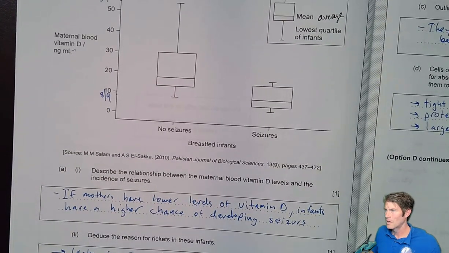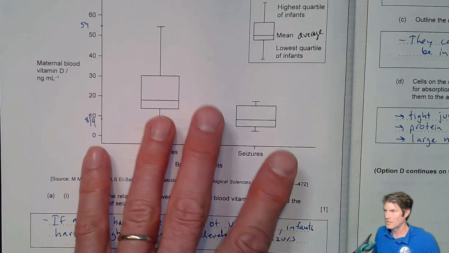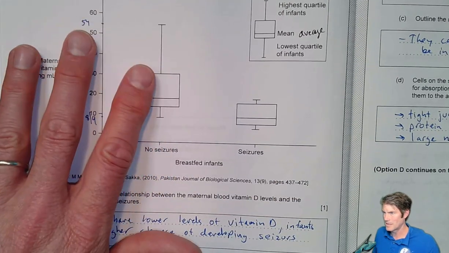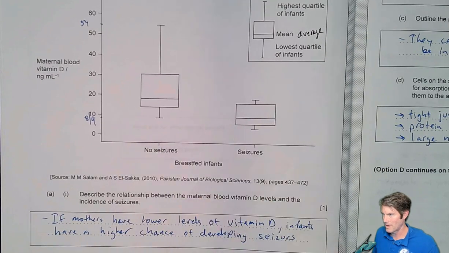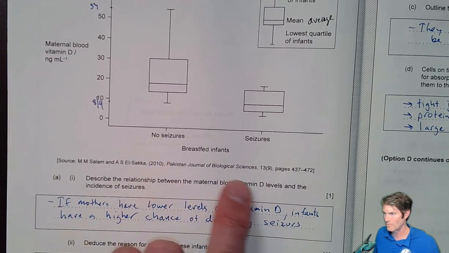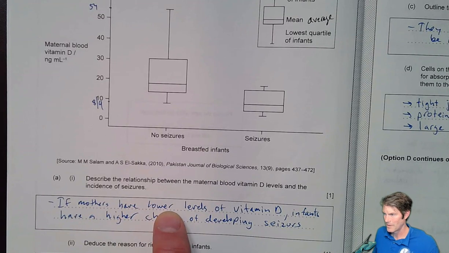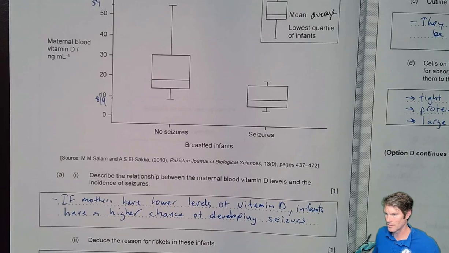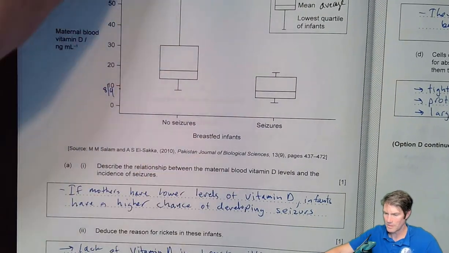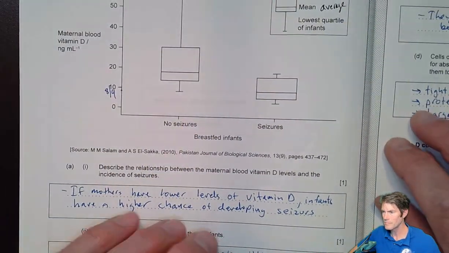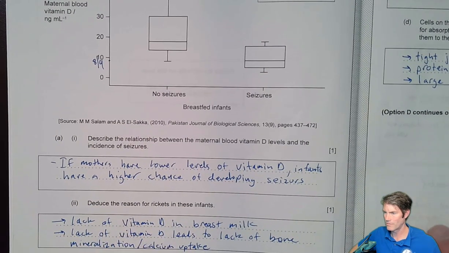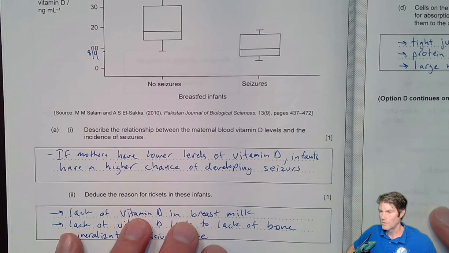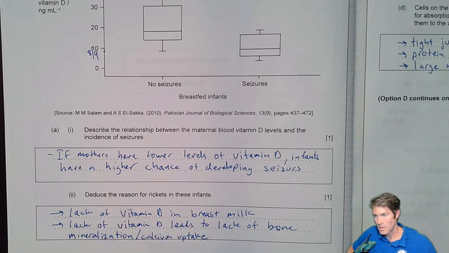Okay, so as we can see, it looks like the mothers having higher levels of vitamin D does help reduce the amount of seizures. So what's the relationship? If mothers have lower levels of vitamin D, infants have a higher chance of developing seizures. And it wants you to deduce what's the reason for rickets in these infants. So lack of vitamin D in the breast milk.